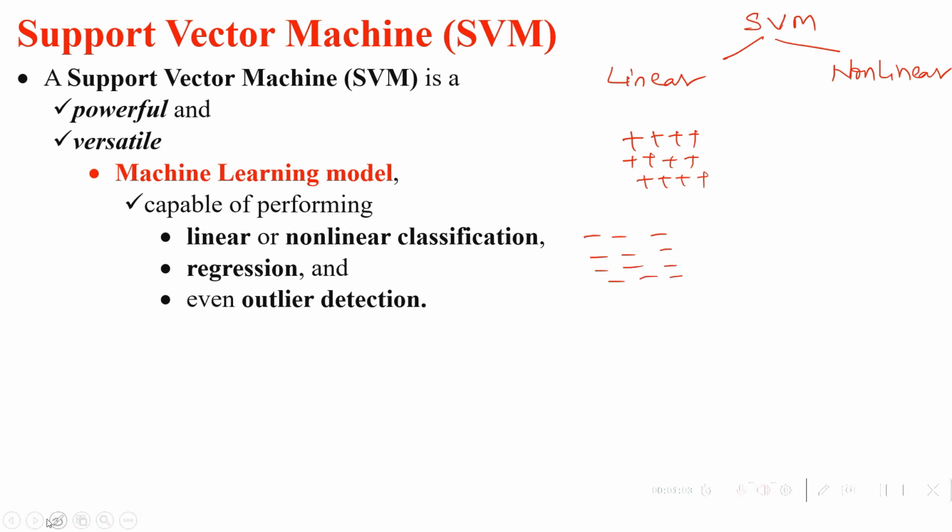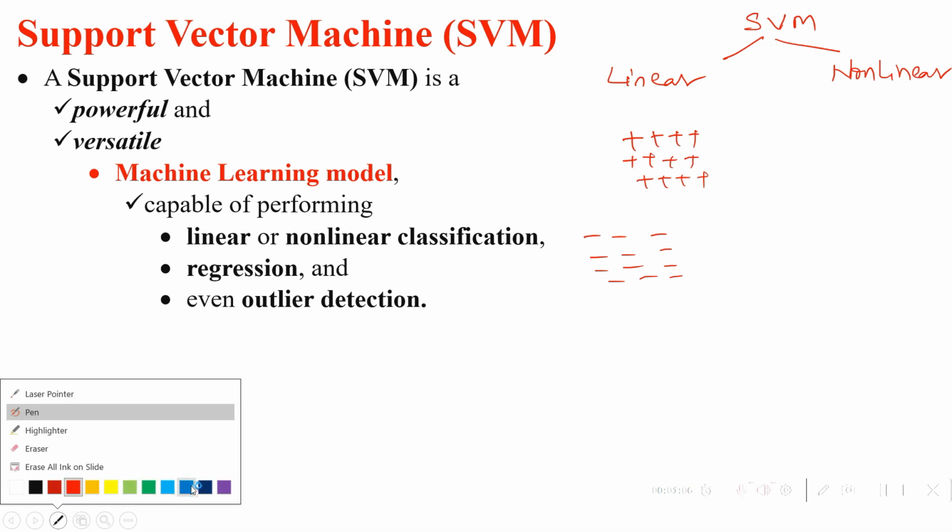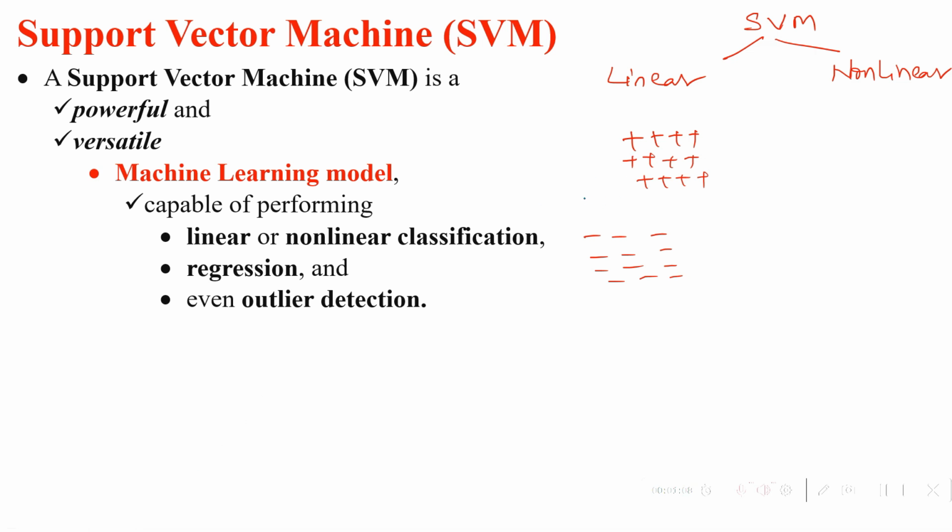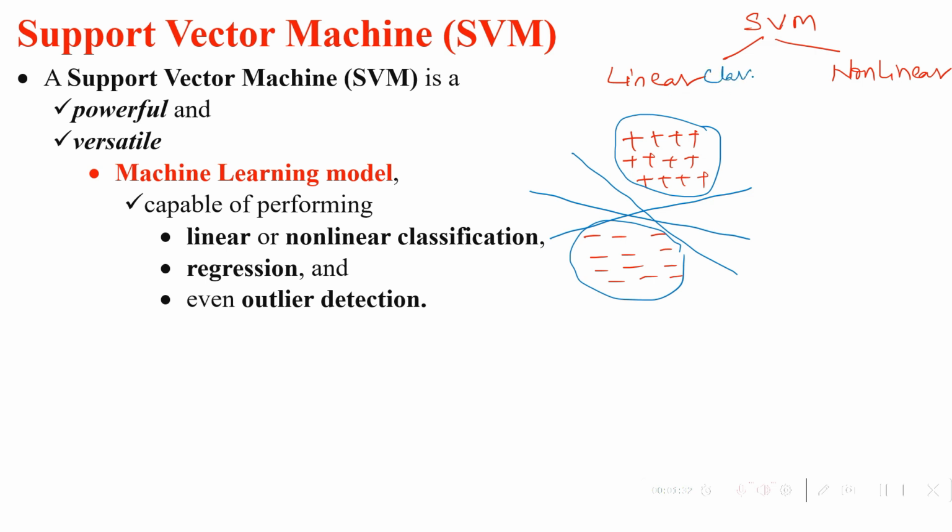Our aim is to separate these two kinds of points linearly. With the help of one line equation, we can separate the data points into two classes. This is one class label and this is another class label. With the help of a linear model, we can separate these two sets of points separately. That's why this is called a linear classification algorithm.